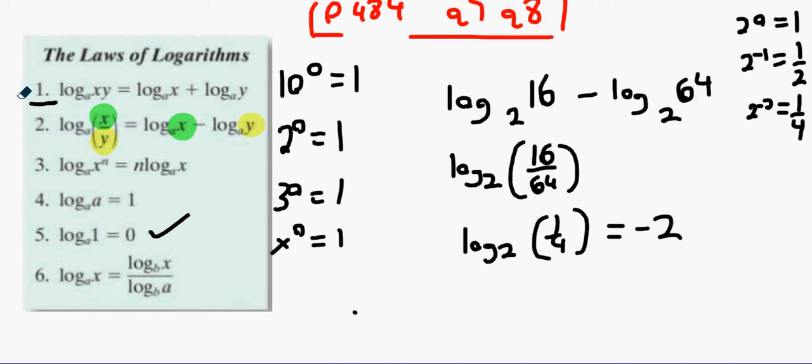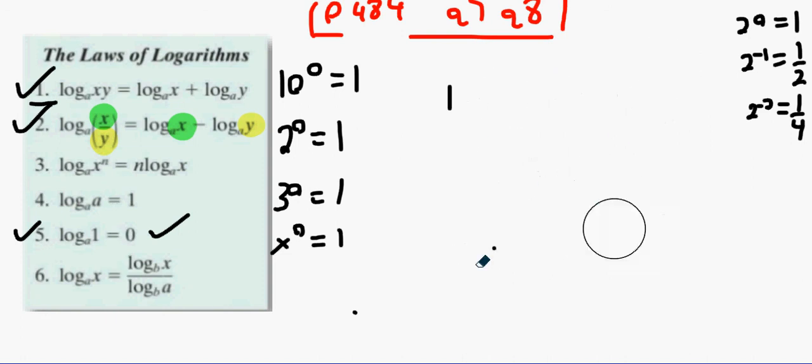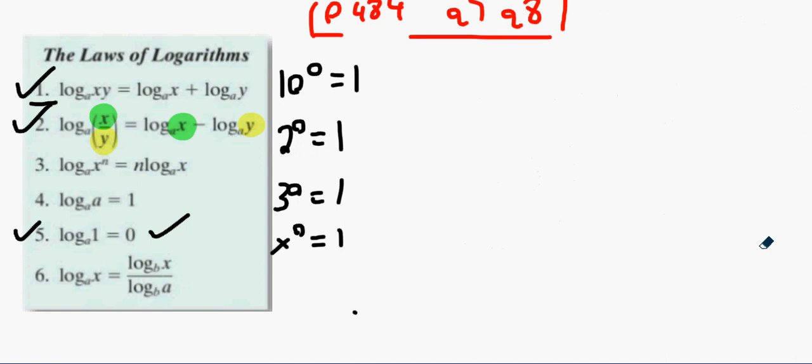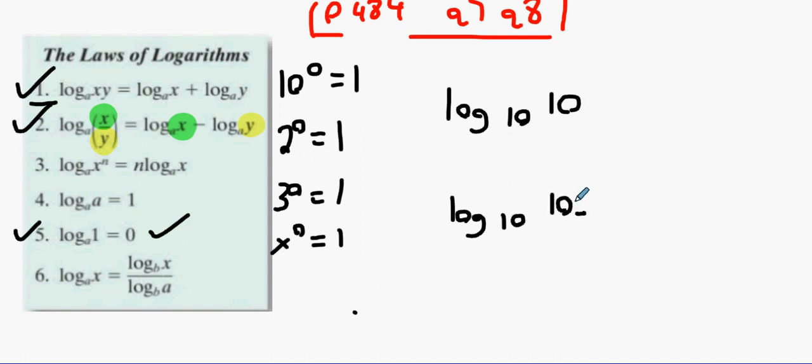Now, next thing. So we've done this one. We've done this one. We've done this one. Now we've got to move on to log law number 3. Alright, get this. Log 10 base 10 and log 10,000 base 10. Okay, what's the first answer? 1. What's the second answer? 3. Go with that?